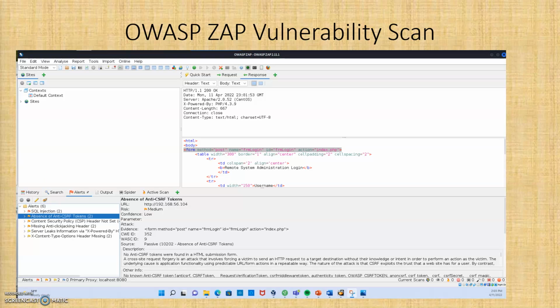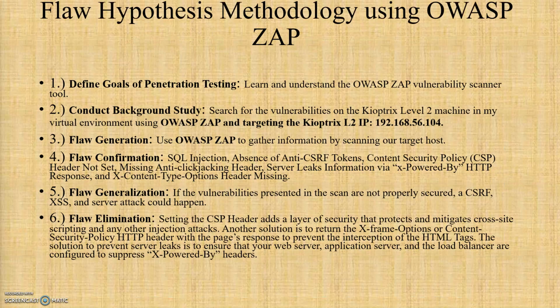The next vulnerability scan tool that I used was OWASP ZAP. The flaw hypothesis methodology using OWASP ZAP was the following. The goal of the penetration testing was to understand the OWASP ZAP vulnerability scanner tool. The background study was searching for the vulnerabilities of the Kioptrix Level 2 machine using OWASP ZAP and targeting the Kioptrix Level 2 IP. The flaw generation was using OWASP ZAP to gather information about the target host.